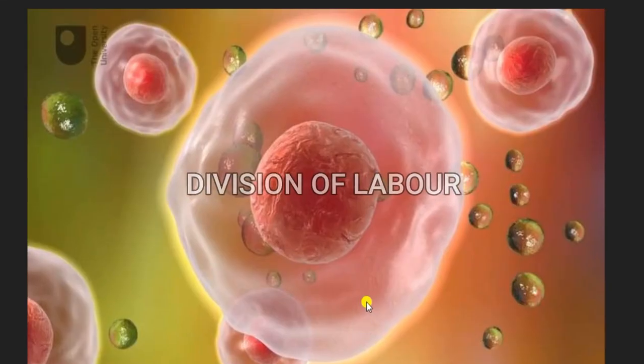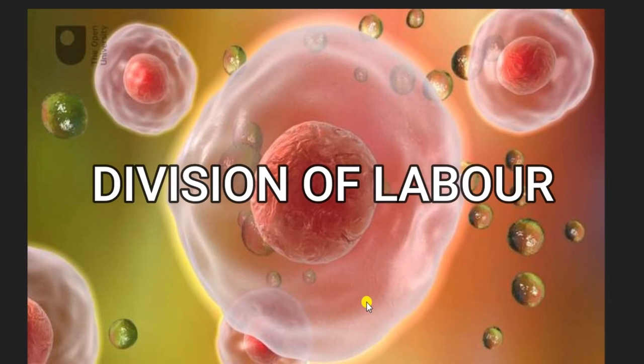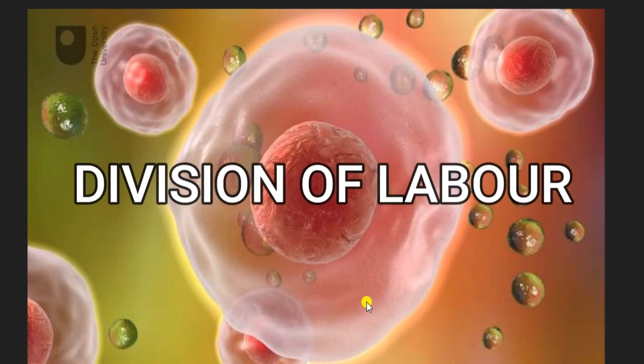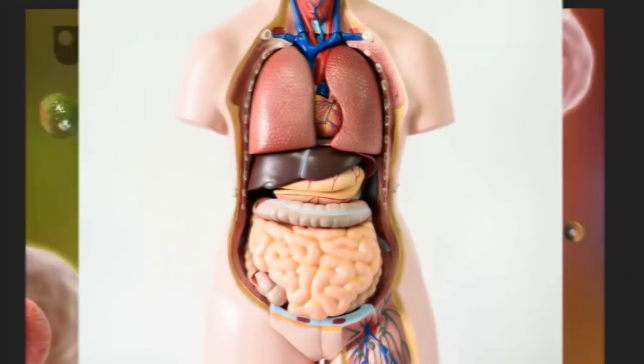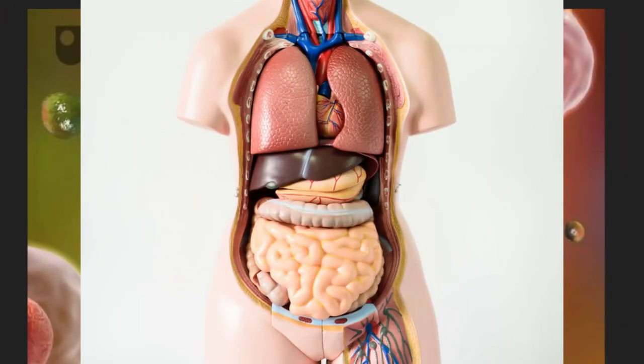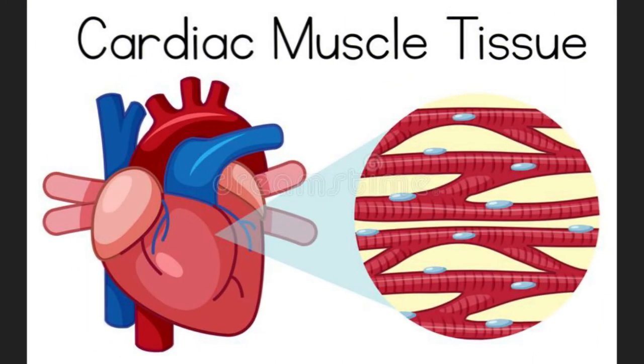Now the other topic is division of labor. What do we mean by division of labor in terms of the cell? Here we know that different parts of the human body perform different functions. The human body has a heart to pump the blood, stomach to digest food, skeletal muscles to perform movement and locomotion, and there are so many other types of cells. Here you can see that the heart has a special type of muscles, the cardiac muscles, which contract rapidly and rhythmically and tirelessly throughout your whole life.